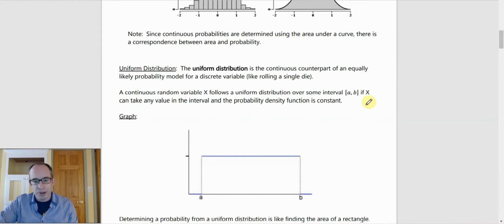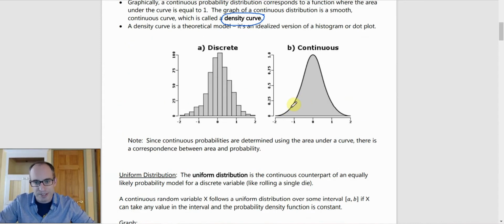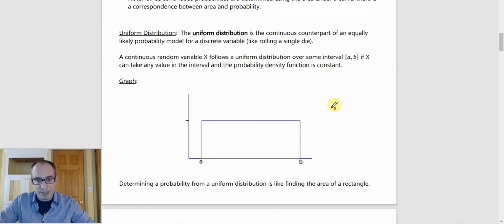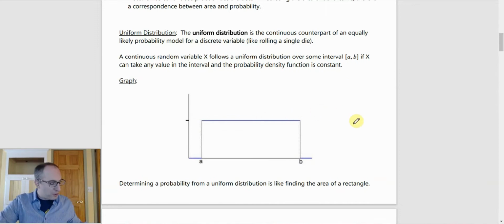A continuous variable follows a uniform distribution if the variable takes any value in that interval and the probability density function stays constant. Graphically, staying constant is horizontal, right? The normal does not stay constant. Even though we're not talking about it yet, this is a normal distribution, a bell curve. It goes up and then it goes down. That doesn't stay constant. This density function does because it's just flat. And to figure out a probability, it's just like figuring out the area of a rectangle.